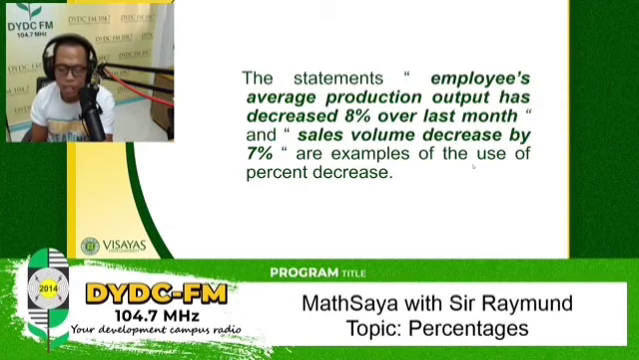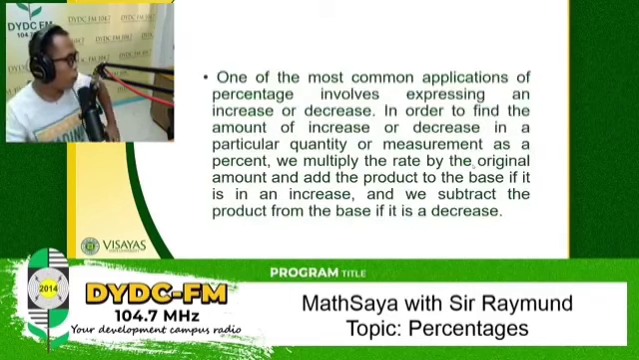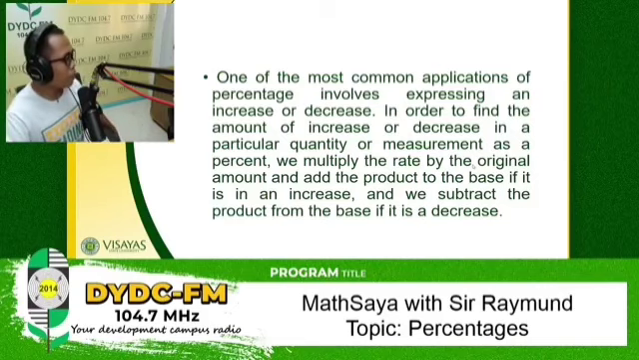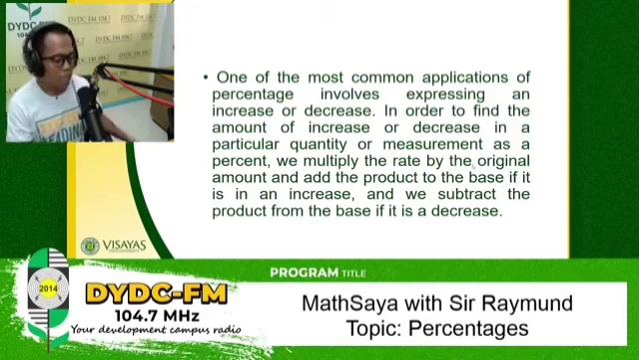So, at least this will be your basis of planning an intervention on the strategies that you can use so that your business, or the sales, for example, your production will increase. Okay? So one of the most common applications of percentage involves expressing an increase or decrease. In order to find the amount of increase or decrease in a particular quantity or measurement as a percent, we multiply the rate by the original amount and add the product to the base if it is an increase, and we subtract the product from the base if it is a decrease.